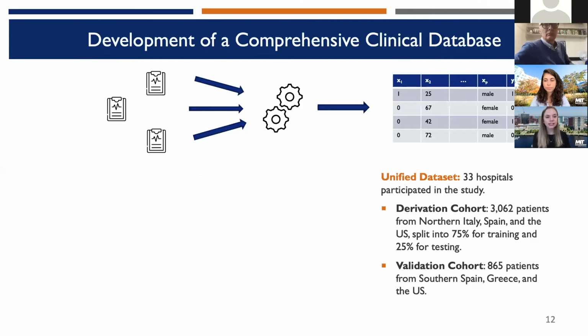At the end of this, we were left with a data set of 33 hospitals and comprising almost 4,000 patients. Our derivation cohort consisted of patients from Northern Italy, Spain, and the United States. And our validation cohort consisted of 3 separate institutions in Southern Spain, Greece, and the United States.